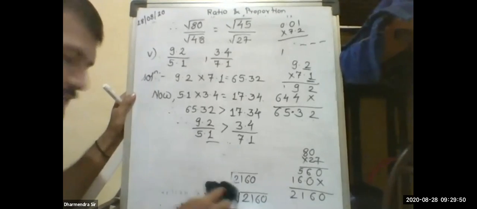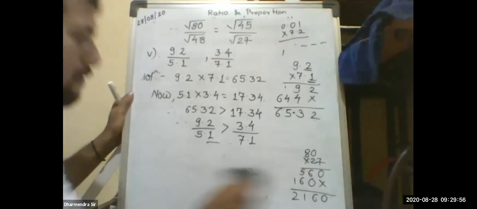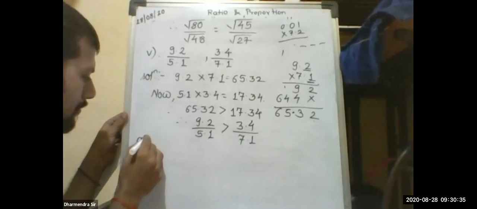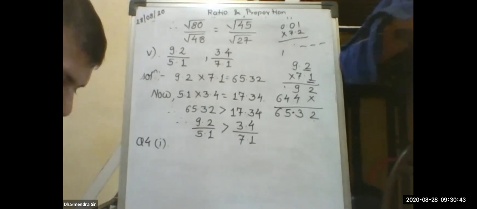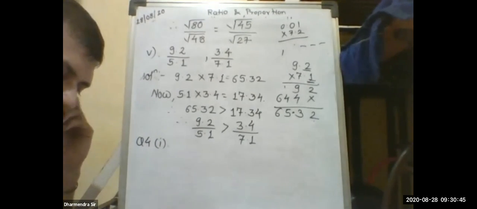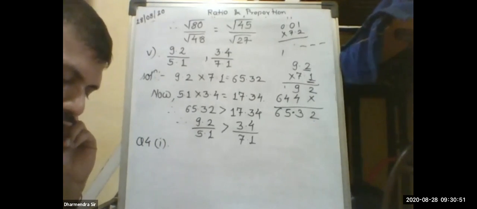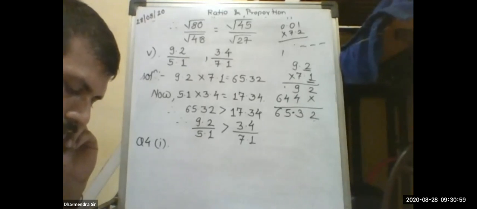So we have completed question number 3. Now we'll start with question number 4. First, what is given? Quadrilateral ABCD is a parallelogram. The ratio of angle A and angle B of this parallelogram is 5:4. Find the measure of angle B.